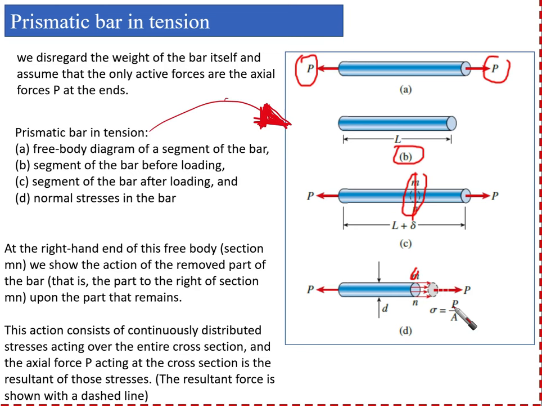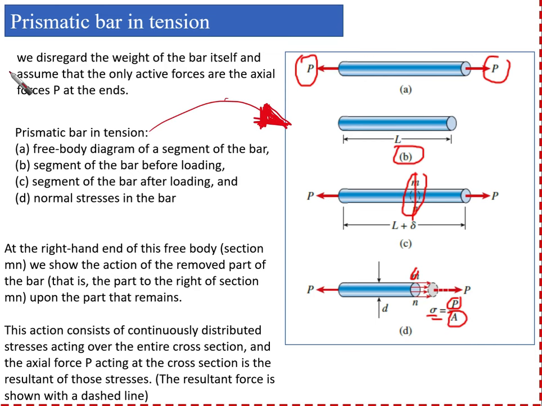This means that the force is being applied uniformly over the cross section. When we divide P, the force being applied, over A, P over A, this gives us what we call sigma, or the normal stress.